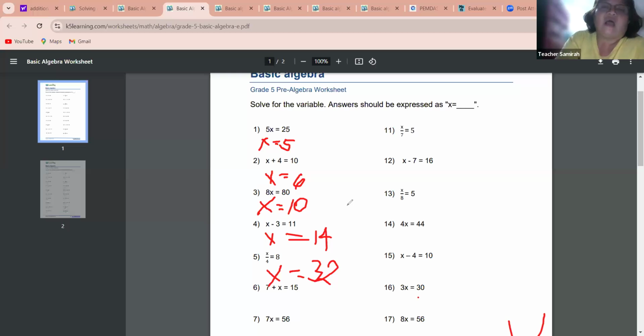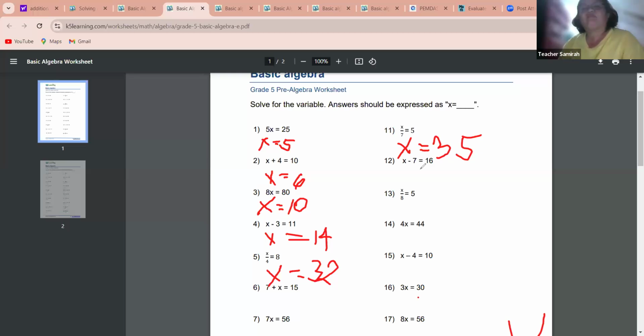Very good. Okay, how about number 11? Check your answers. X over 7 is equal to 5. What will be the value of our x? X will become 7 times 5, which is 35. Very good. I can see she just answered here.